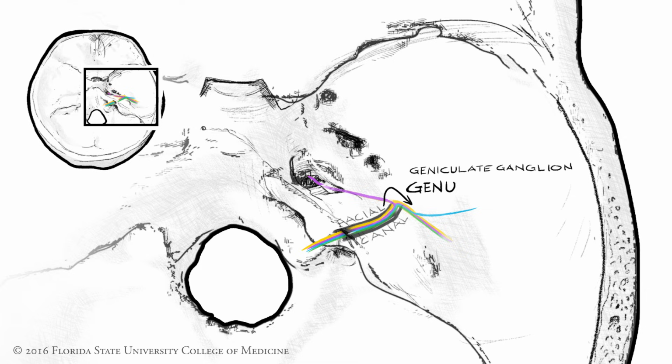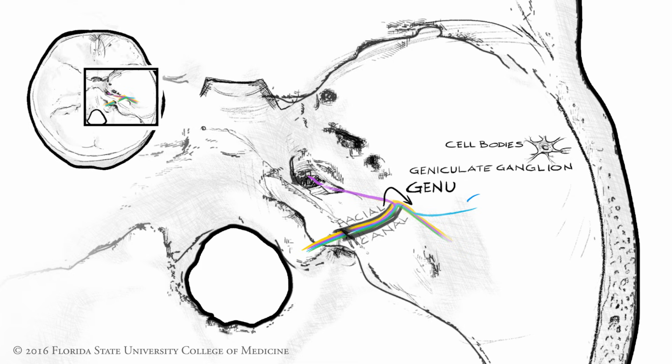As we mentioned, the geniculate ganglion is the home of the cell bodies of the sensory neurons that contribute to the facial nerve. Facial nerve axons conveying motor innervation travel through the geniculate ganglion as fibers of passage. That is, they pass through the ganglion without making synapses. Distal to the geniculate ganglion is where the facial nerve components begin to diverge.